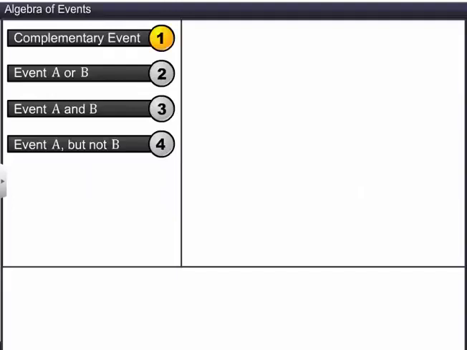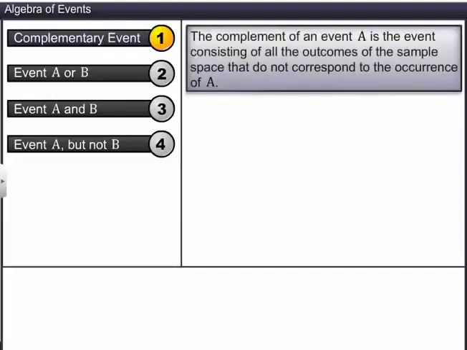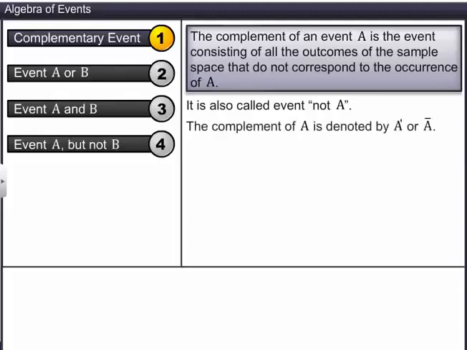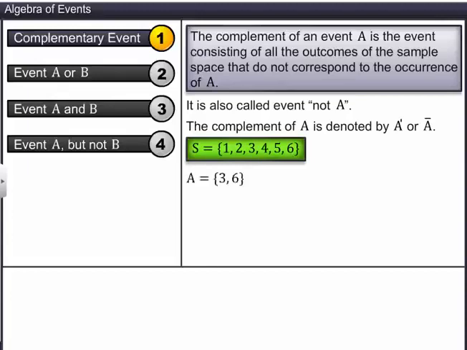The complement of an event A is the event consisting of all the outcomes of the sample space that do not correspond to the occurrence of A. It is also called event not A. The complement of A is denoted by A dash or A bar. Let's consider the sample space shown when a die is rolled. A equal to {3, 6} is an event multiple of 3.